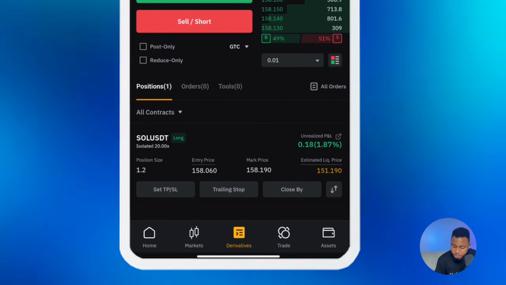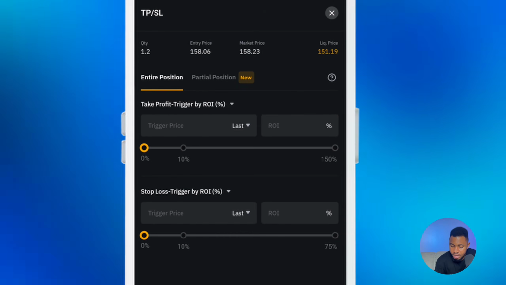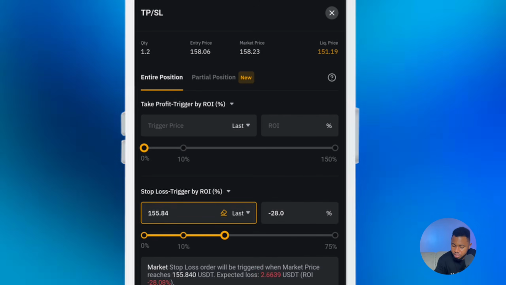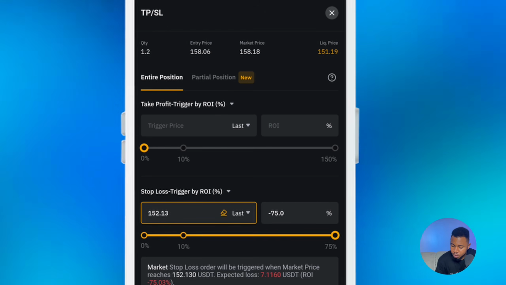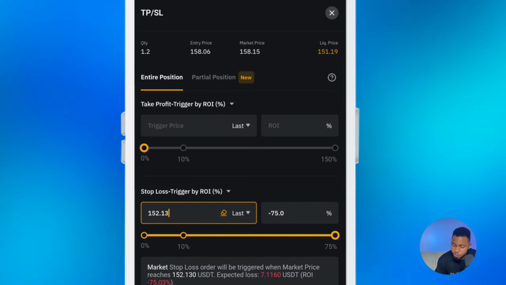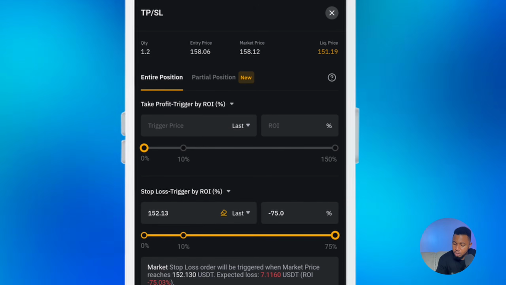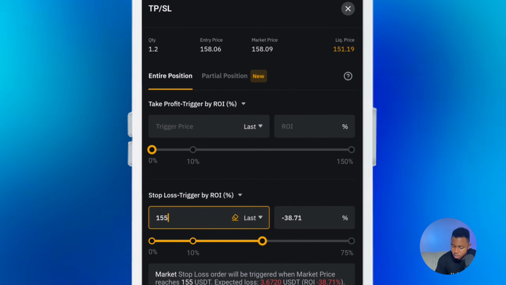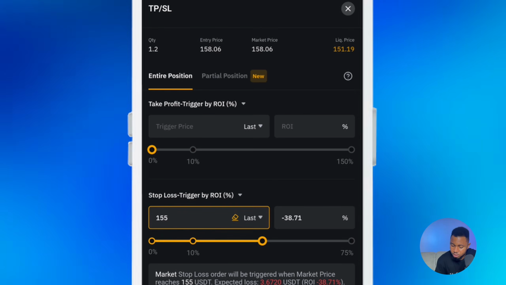Okay, so I can set my stop loss and take profit by clicking on set TP/SL, and over here let's start with stop loss. I like to set stop loss first. So for stop loss, I can say okay, I want this trade to close. I can drag this right here to say okay, if this trade gets to minus 75%, which is when Solana gets to $152, close this trade on loss for me. I can also set a price here. If this trade gets to about $155, close this trade for me. You can see I'm going to be losing about 38% of my money, which is around $3.6.